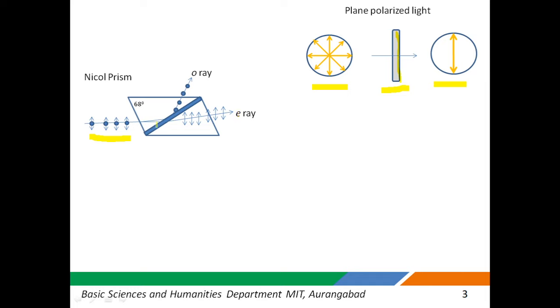I request you all to pause this video and note down on paper what is happening here and what is the condition because of which the ordinary ray is not passing through the crystal and is getting reflected away at the Canada balsam layer. So you might have correctly identified that total internal reflection is occurring for the ordinary ray, and therefore it is not emerging out of the Nicol prism from this side.